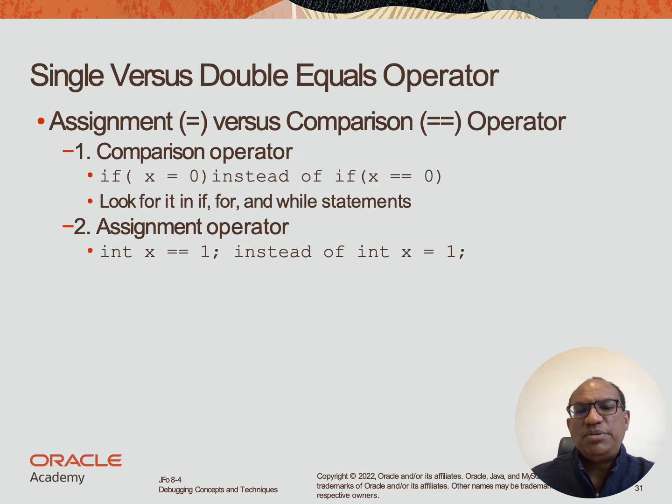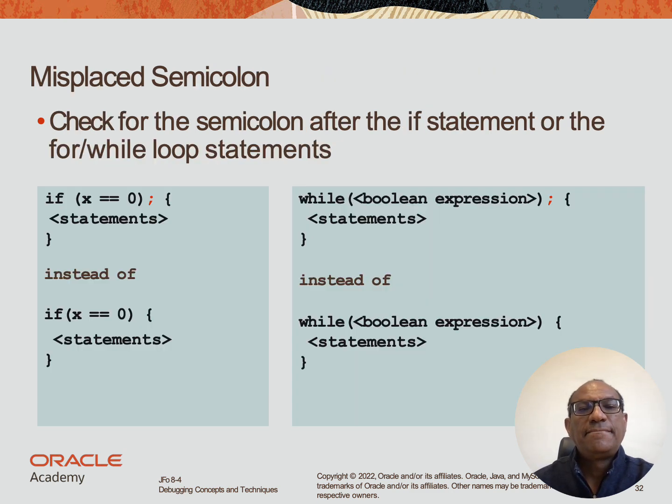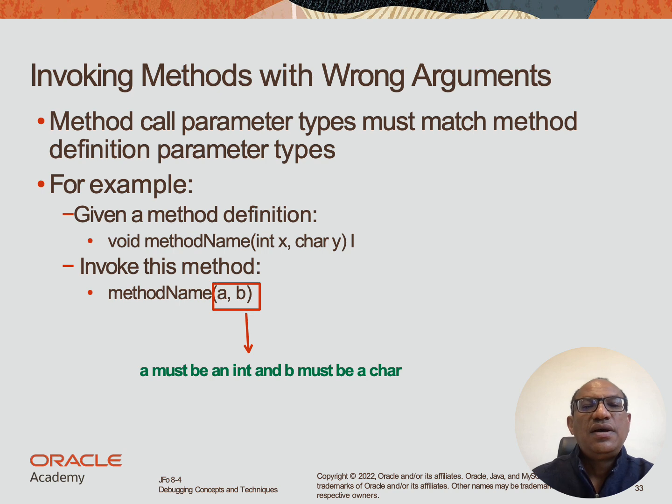Let's go over some common mistakes. Confusing the single equal sign for assignment and the double equal sign for comparison. Misplaced semicolons. Watch this, they are very sneaky. Another one, wrong method arguments. If a method expects an integer and a char, don't call it with a string and a boolean. Always match the types and the order.